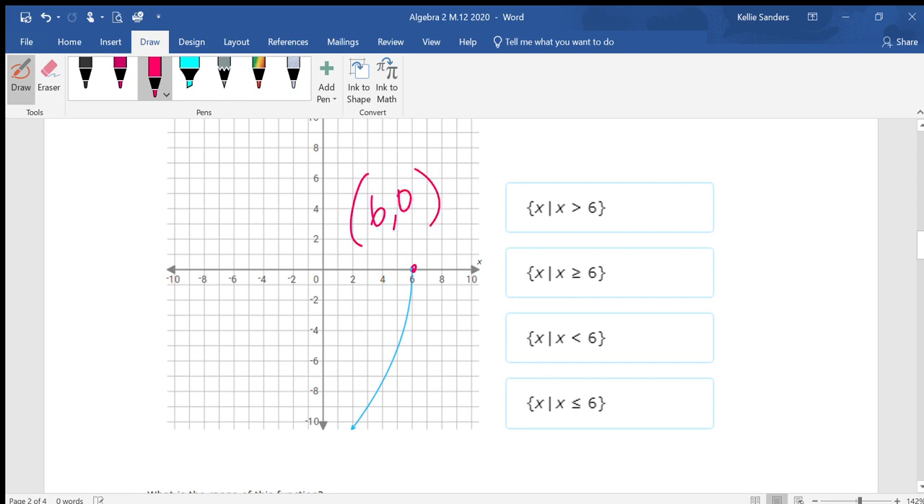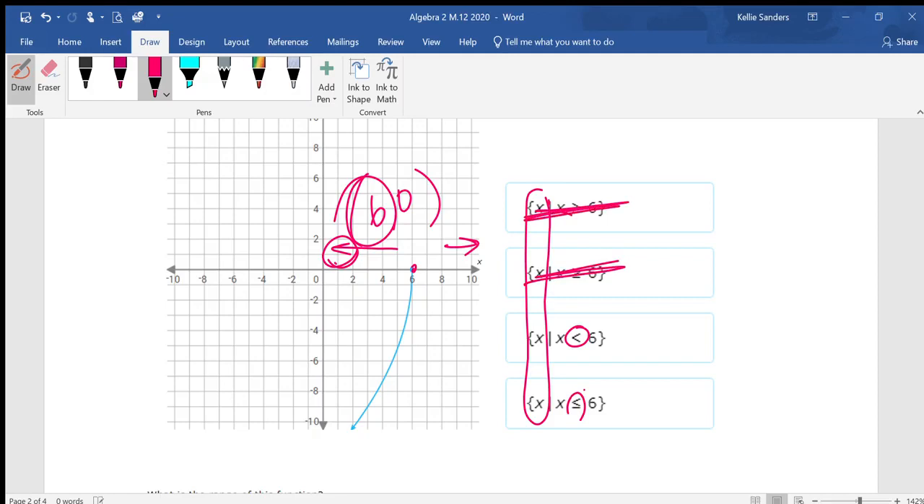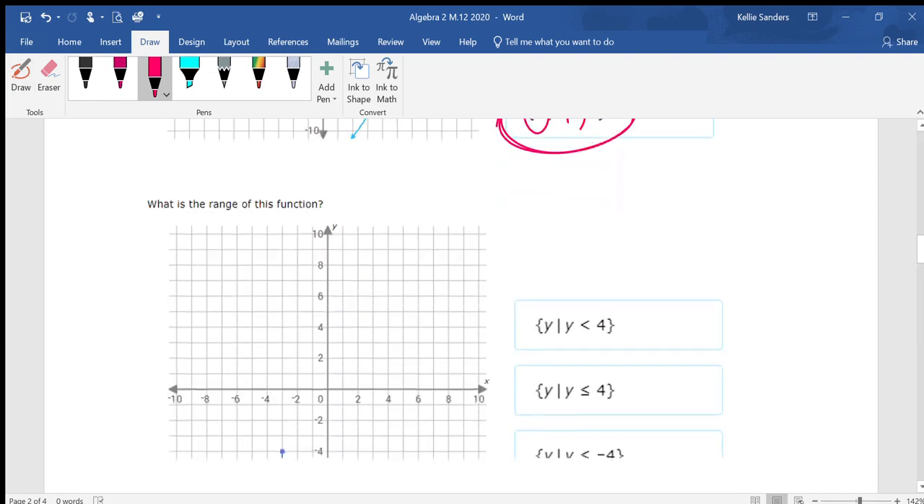This is at 6, 0. We're looking for our x's, so we're going to start at 6. Everything's starting at 6. Are we going to the left or are we going to the right? We're going to the left. So we're looking for that arrow, which is those two arrows. But it's going to be equal to because it's a closed circle. So it's going to be that one. We're going to start at 6 and we're going to go to the left. We're using every number smaller than or equal to 6 for the domain.